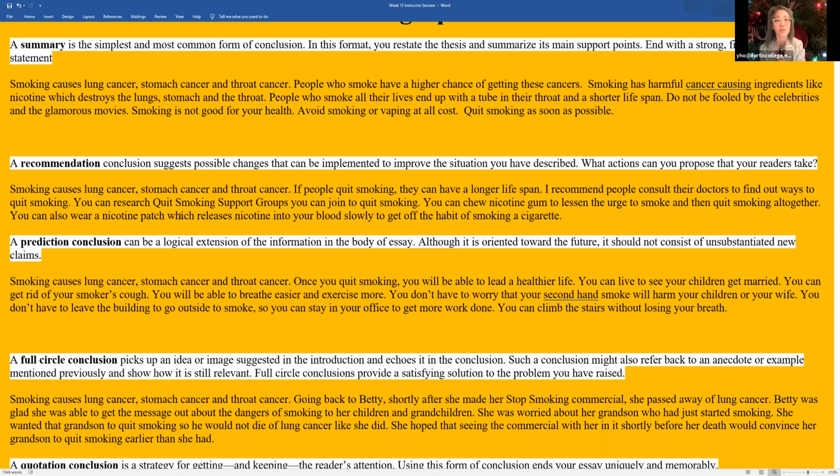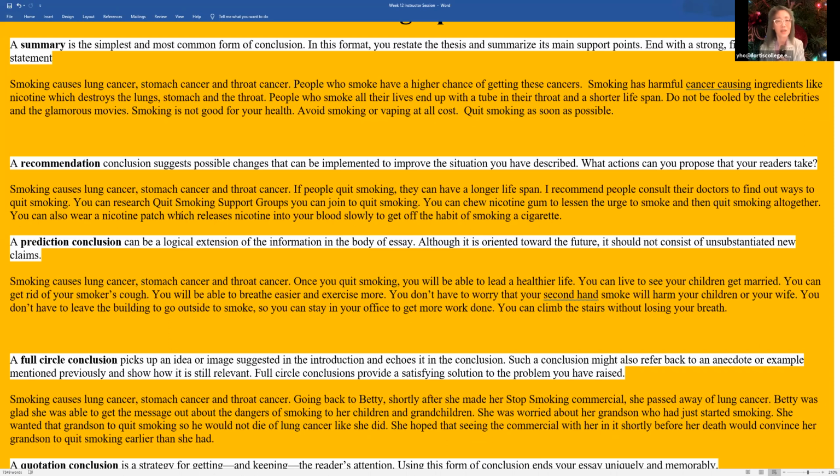You can research quit smoking support groups so that you can find other people like you who are all quitting smoking together. You can chew nicotine gum to lessen the urge to smoke and then quit smoking little by little. You can also wear a nicotine patch, which releases nicotine gradually into your blood to get you off the habit of smoking a cigarette. So that's known as a recommendation conclusion paragraph.